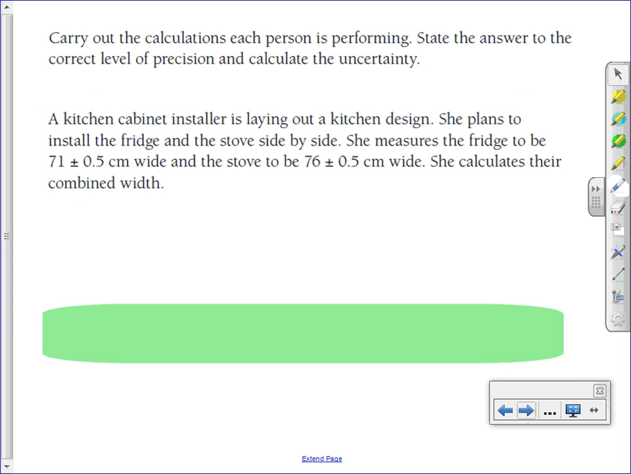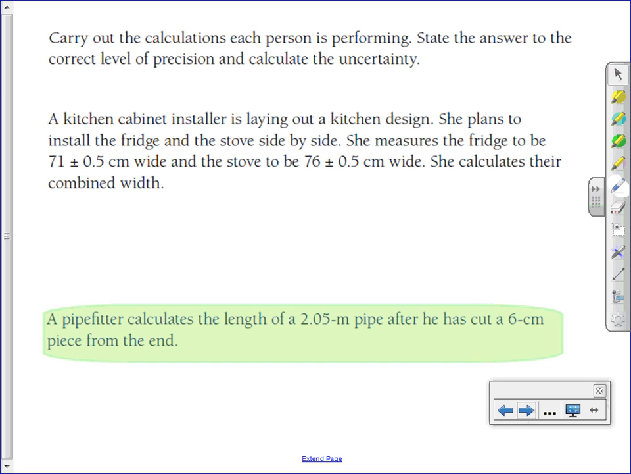A kitchen cabinet installer is laying out a kitchen design. She plans to install the fridge. She measures the fridge to be around 71 centimeters plus or minus 0.5, and the other one's 76. And she calculates their combined width. So when we look at these, how could we talk about them put together?